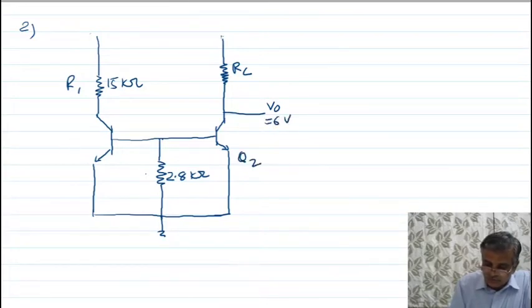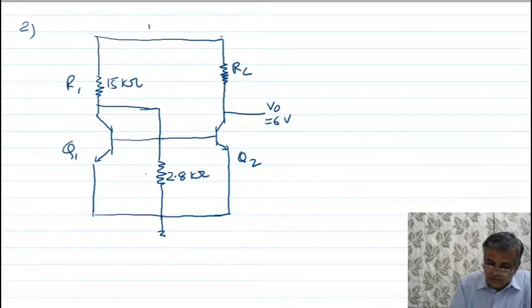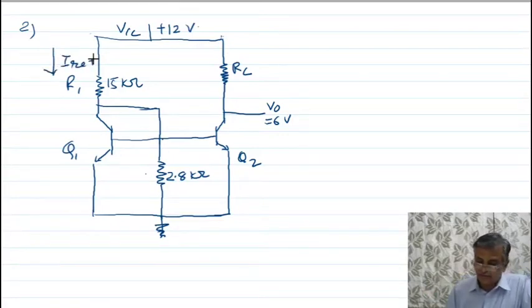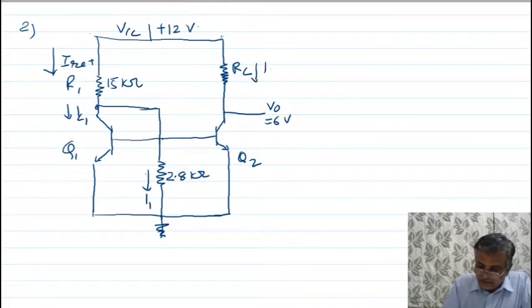This is Q2, this is Q1, and this is connected to this point. Here voltage they have given plus 12 volt. Let me say it is VCC. This is a ground line. This is I reference they have written here. This current they have written I1. This current is also I1. From this point I am writing IC1. This is your IC2.